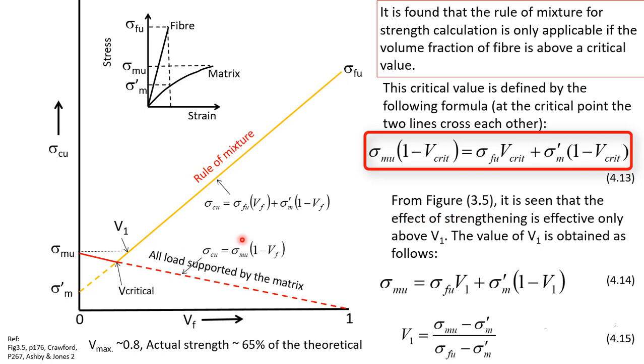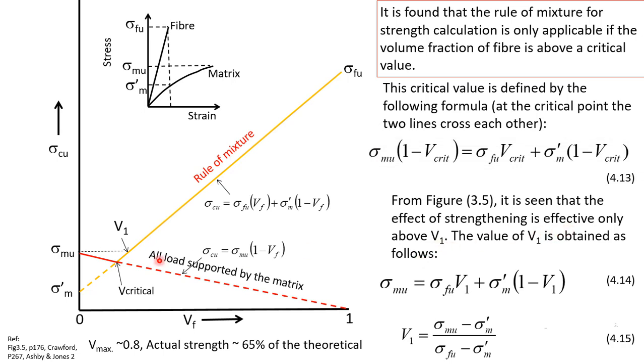Now from figure 3.5, which is this figure, it is seen that the effect of strengthening is effective only above V critical. Since the matrix can give us maximum tensile strength of sigma mu here, even beyond V critical we still do not achieve the maximum strength until we reach this point. Until this point, we can achieve the maximum strength just by the matrix. We do not have to add any fiber in it. So we draw a horizontal line here, and we take the value V1.